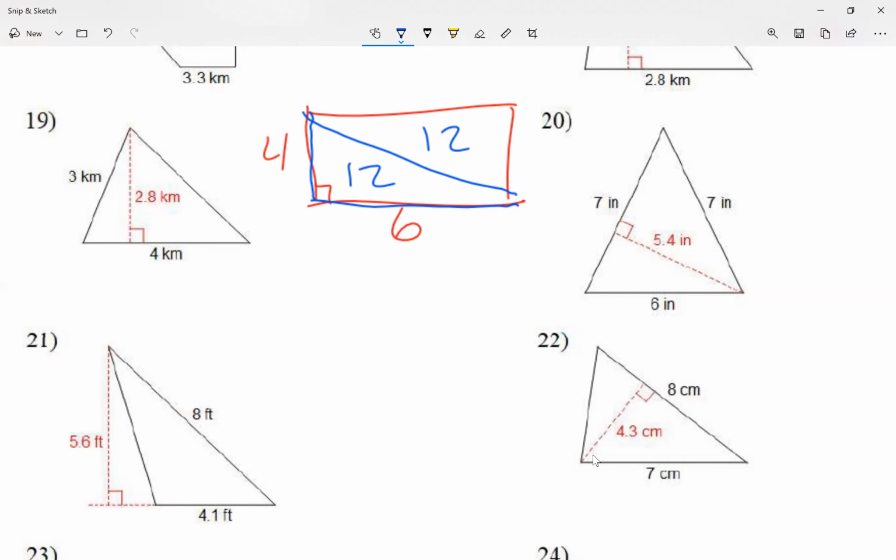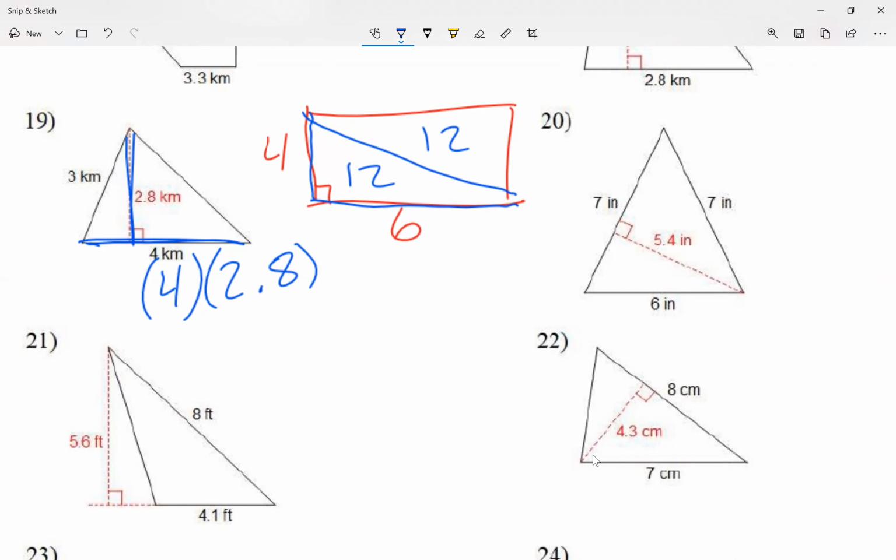I remember for a rectangle, I multiply the two numbers that meet at the 90-degree corner. So in this case, for question number 19, what I'm going to do, let me go 4 times 2.8. Notice the 90-degree corner is made by 4 and 2.8. So I'm multiplying the two numbers that meet at the 90-degree corner. So 4 times 2.8, I know that gives me 11.2.